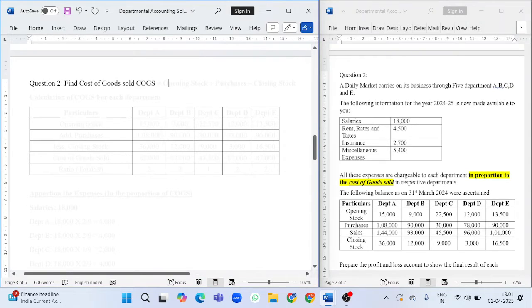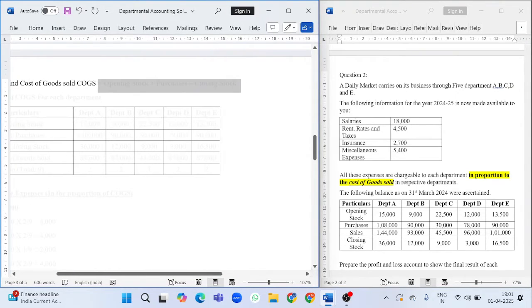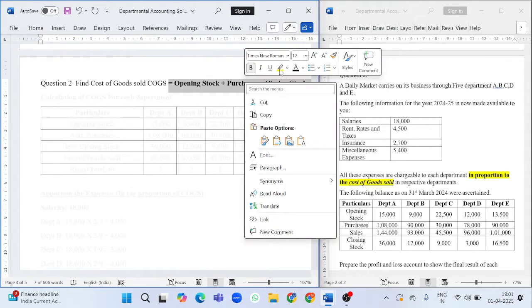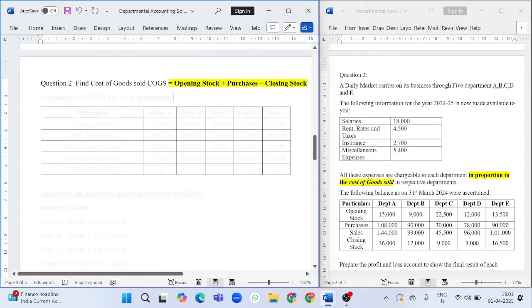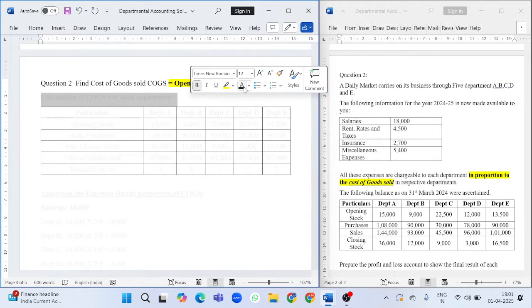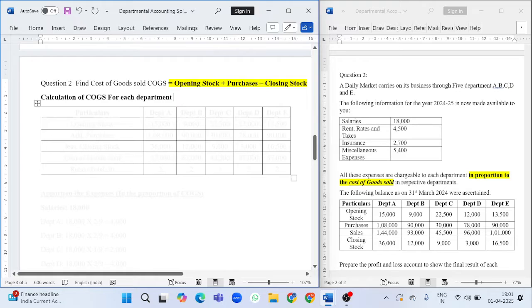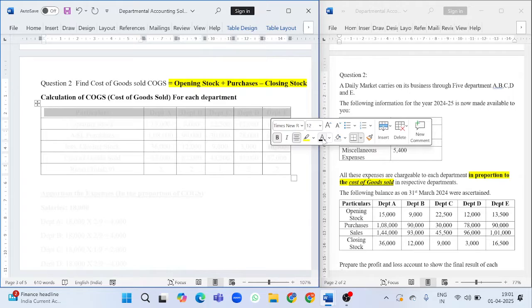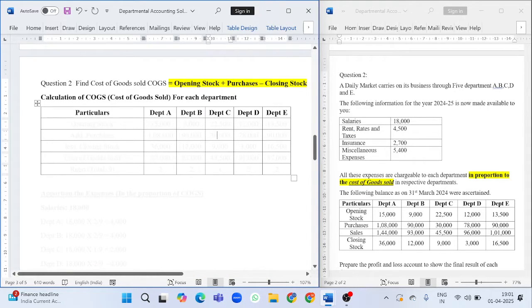For finding out the cost of goods sold, there is a formula. What is that formula? Opening stock plus purchases minus closing stock. To the opening stock you add purchases and you deduct closing stock. So first let us calculate the cost of goods sold, COGS. I will make this in a columnar method because it will be easy for us to solve. As I told you, first we need to add opening stock.